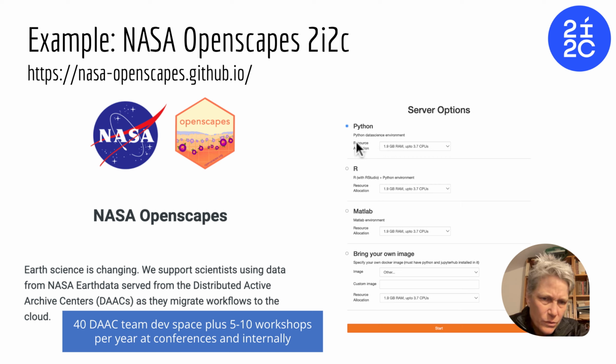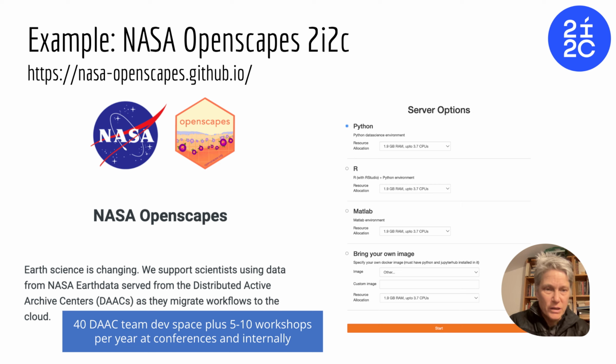And right here, it says resource allocation. This part is a drop-down menu where you specify what size virtual machine you need for your work. Now, why would you need a different size virtual machine? Well, if you were loading a really big data set into memory, you're going to need more RAM to do that. And so in a JupyterHub, you just select what size machine you need for the task at hand.